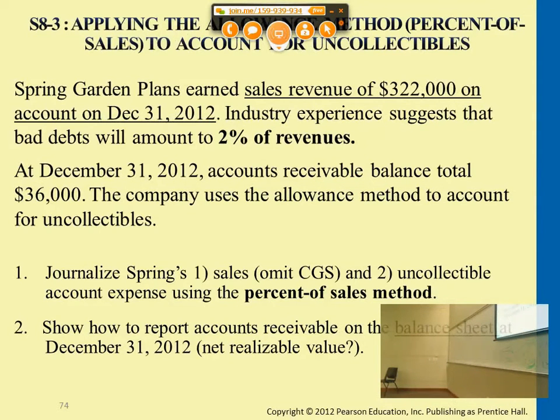Okay, let's work on an exercise problem here. This company says that they made sales revenue totaling $322,000 on account, and based on prior year experience the percentage of uncollectibles is 2% of those. On December 31st, the accounts receivable current balance at the end of the year is $36,000. Now, under the percent of sales method, try to journalize the sales entry and the uncollectible account expense. And then at the end, what is the balance that you would see on the balance sheet for accounts receivable?